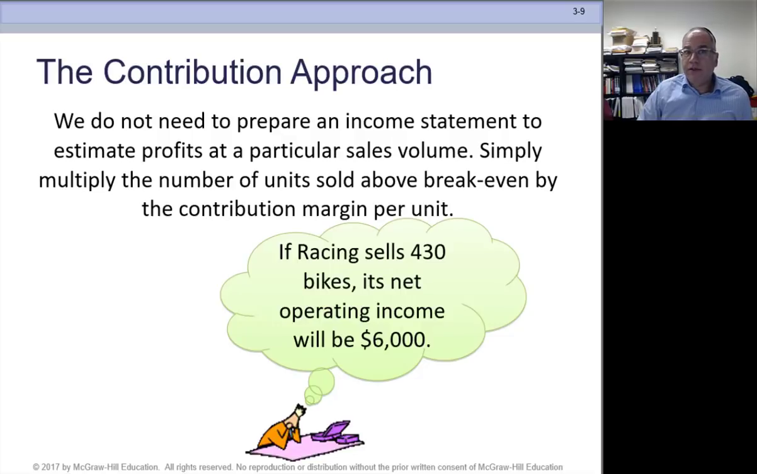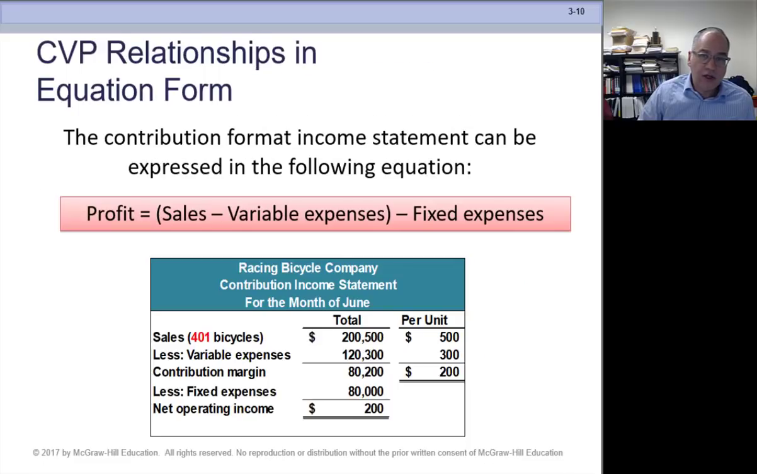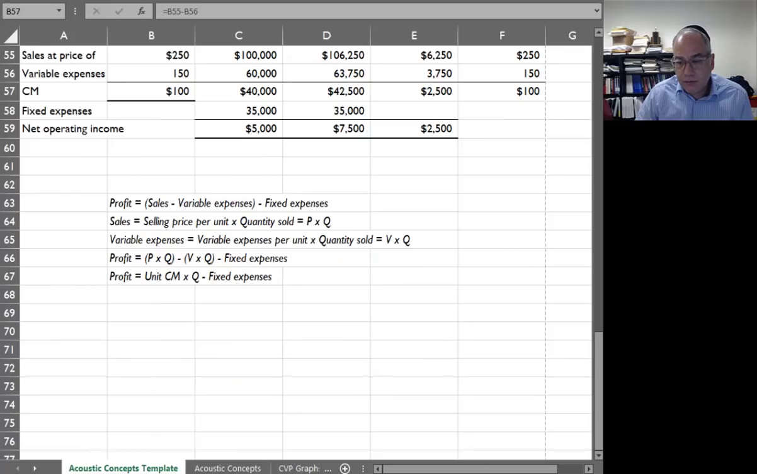And this provides us with a really great shortcut. We don't have to do an income statement to estimate profits at any particular sales volume. All we need to do is know the number of units sold above the break even, multiply that by the contribution margin per unit, and you can start to figure things out. I'm not going to go into Racing Bicycle Company here in these slides, but a good tool is to go through some of these formulas. Profit equals sales minus variable expenses minus fixed expenses.